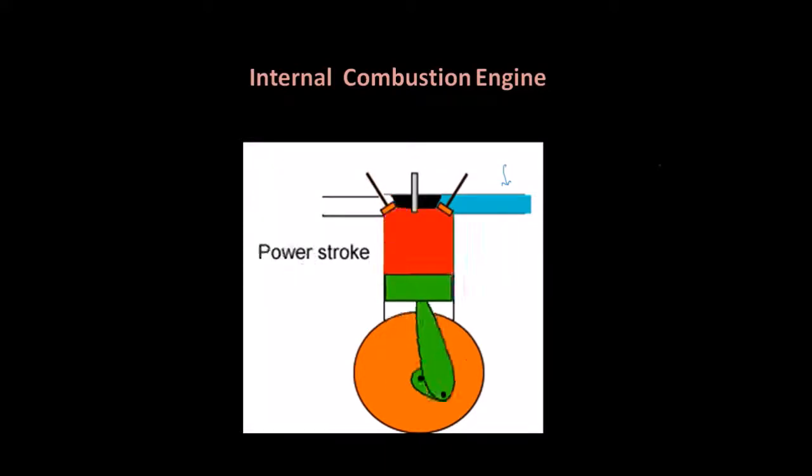Now that rotating cylinder at the bottom becomes a shaft that's attached to the transmission that goes to the wheels and makes the wheels go round and round. So that's how the internal combustion engine works.